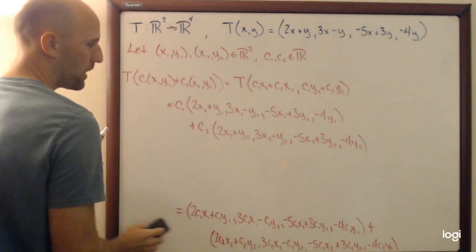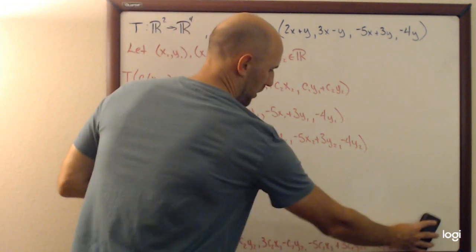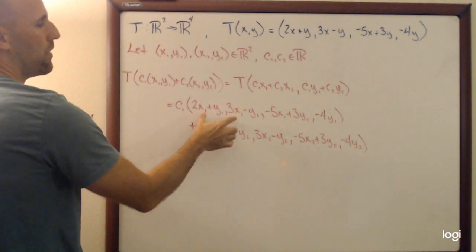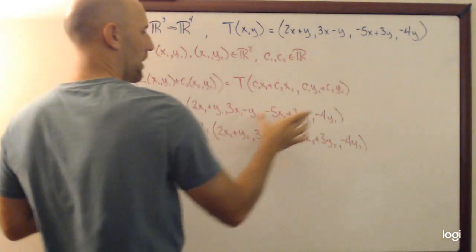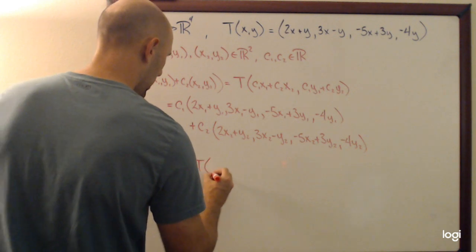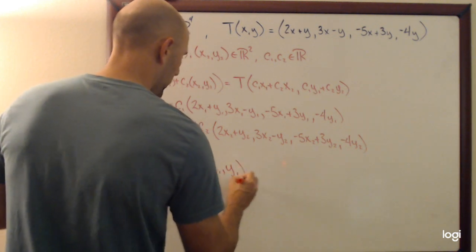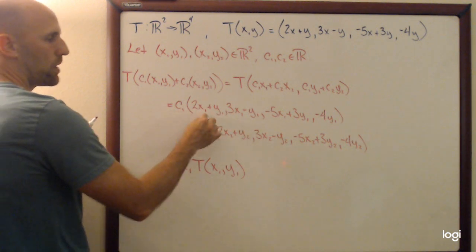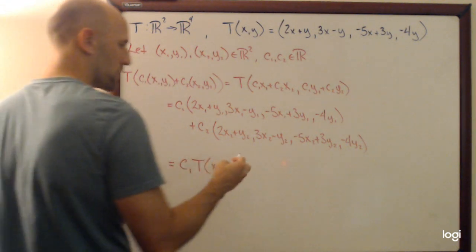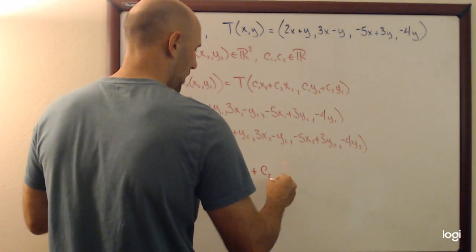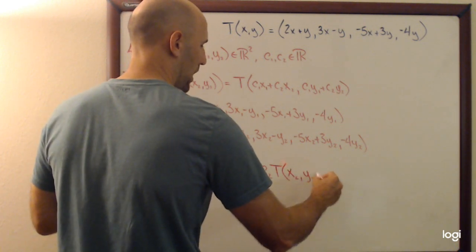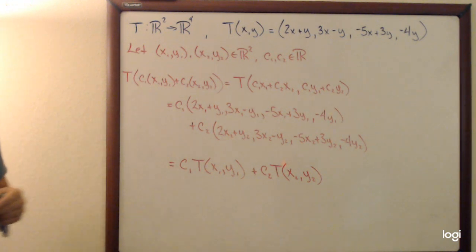Okay? And if we look at the structure of what we have left, this is exactly this formula applied to the vector x1, comma, y1. This is C1 times the expression you get when you put x1, y1 into the transformation T. And similarly, this expression is exactly what you get whenever you apply this to the vector x2, y2.